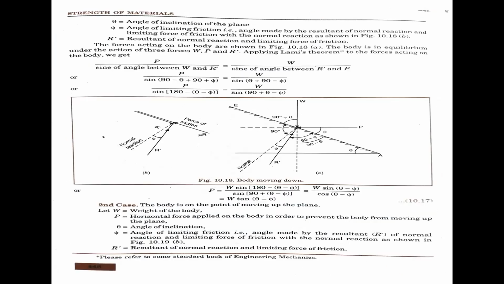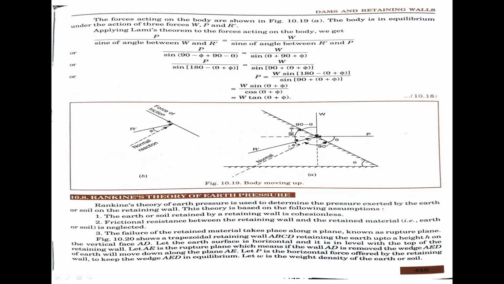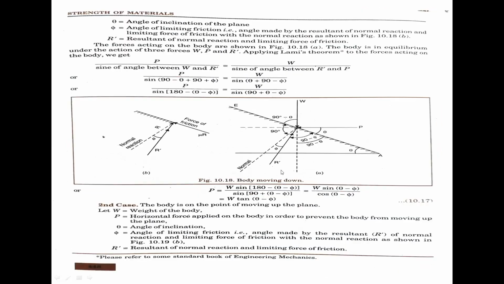Okay, now a small derivation part by using Lami's theorem. We have an inclined plane. You take the load W acting. Take the coordinates. You have to calculate two cases. First case, the body may be on the point of moving down the plane, and the second, up the plane. You have to take two conditions and derive a formula. You have to calculate the P value, capital P value. Body moving up and body moving down.